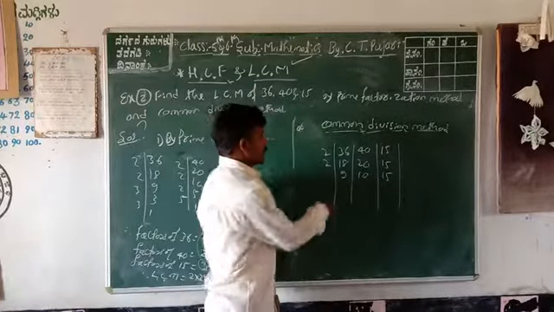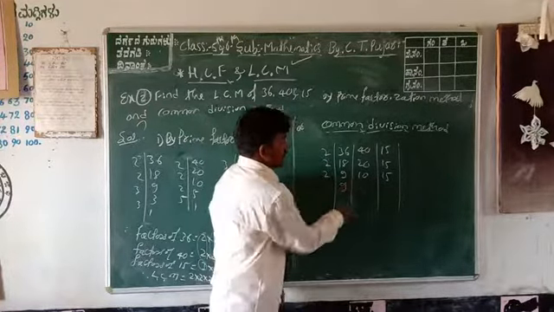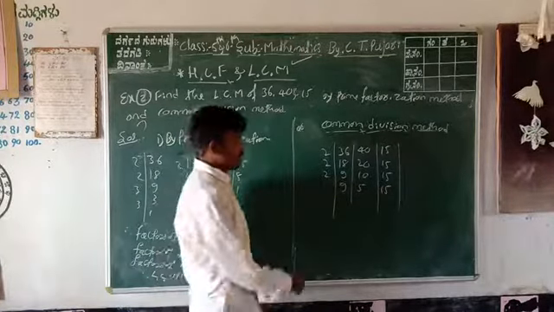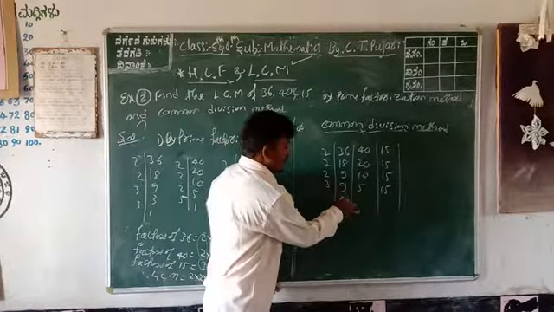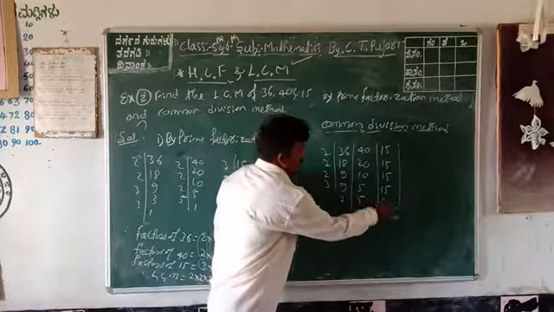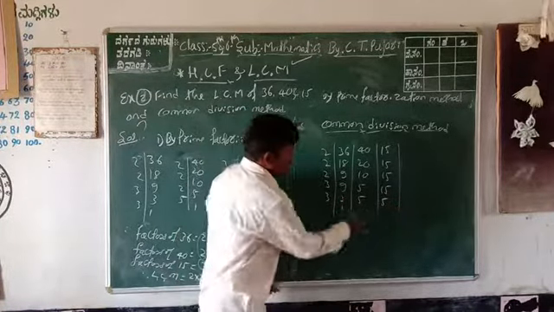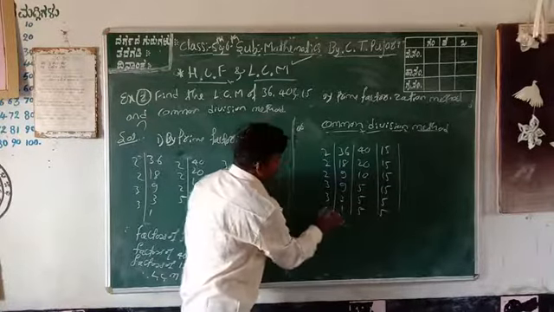Again you can take 2. 9 as it is, 2 5s are 10. Again 15. Next, you can take 3. 3 3s are 9, 5 as it is, 3 5s are 15. Again 3, 1 time. Again 5 as it is, 5 1s are 5.